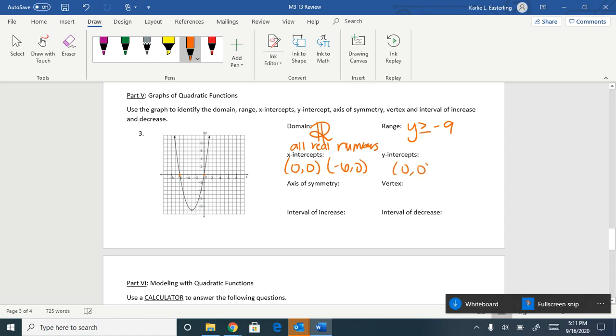Our y-intercept is (0, 0). Axis of symmetry, x equals -3. Our vertex is at (-3, -9).